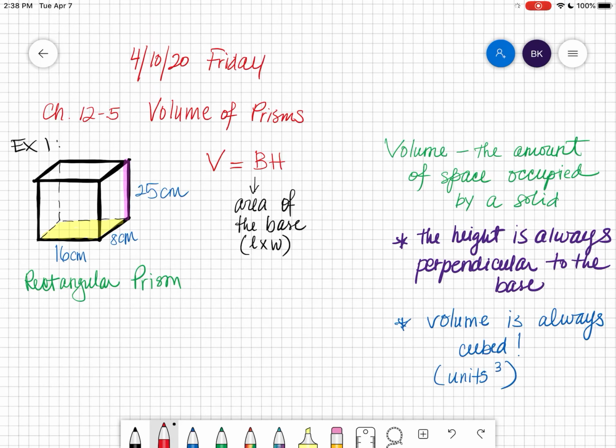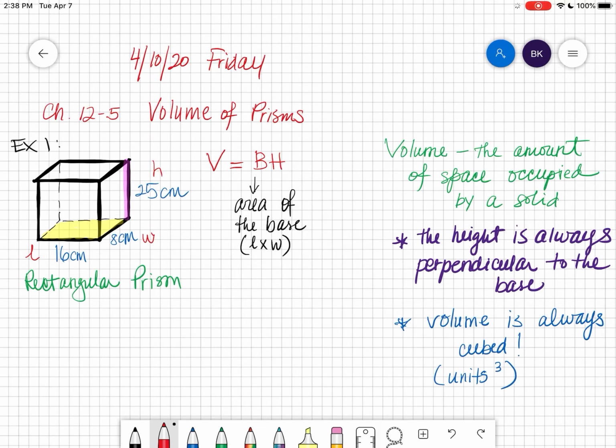Okay? So the first example, we do have a rectangular prism, and I did highlight the base in yellow, and the dimensions are given to us: 16 centimeters would be the length, and 8 centimeters would be the width of the base, and 25 centimeters will be our height. Oops, not yellow, I don't want that.